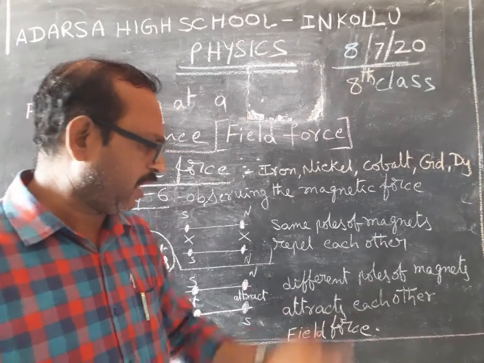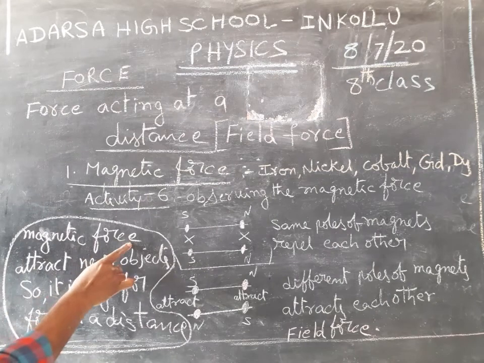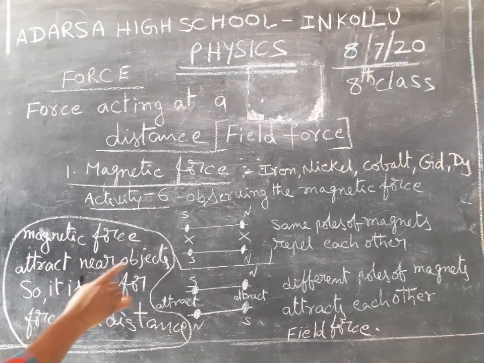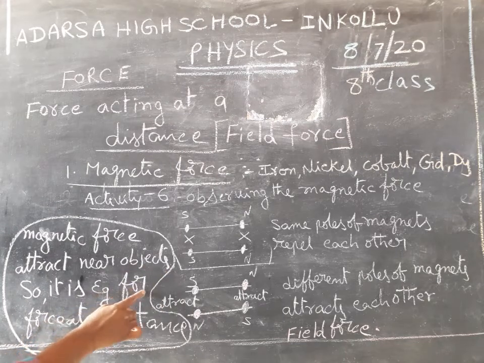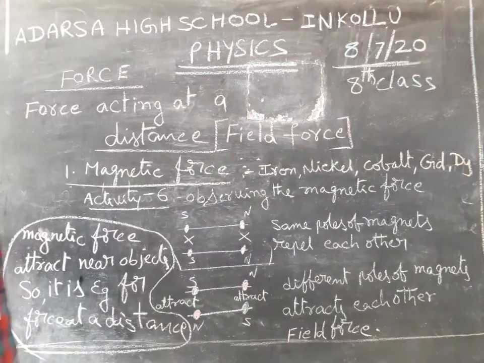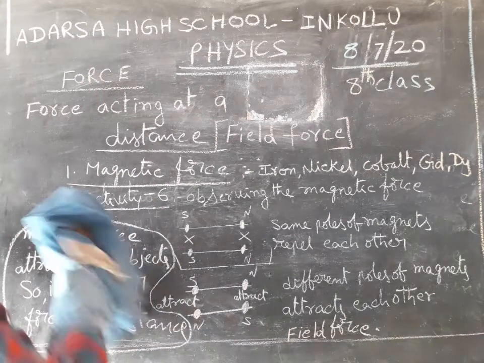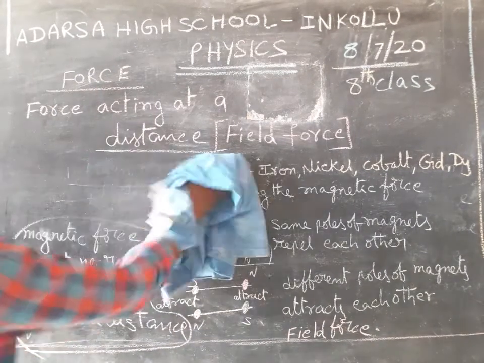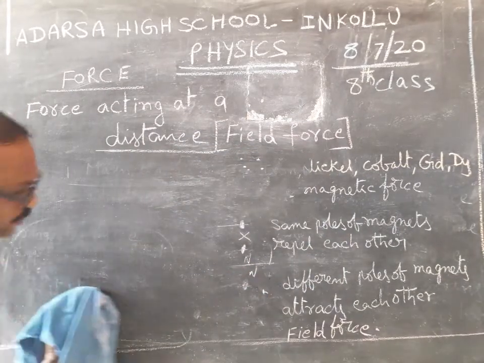This is known as the field force. Magnetic force attracts nearer objects. So it is an example for force at a distance or field force. Have you understood? Okay. I am going to the board. Another one is there. That is the electrostatic force.